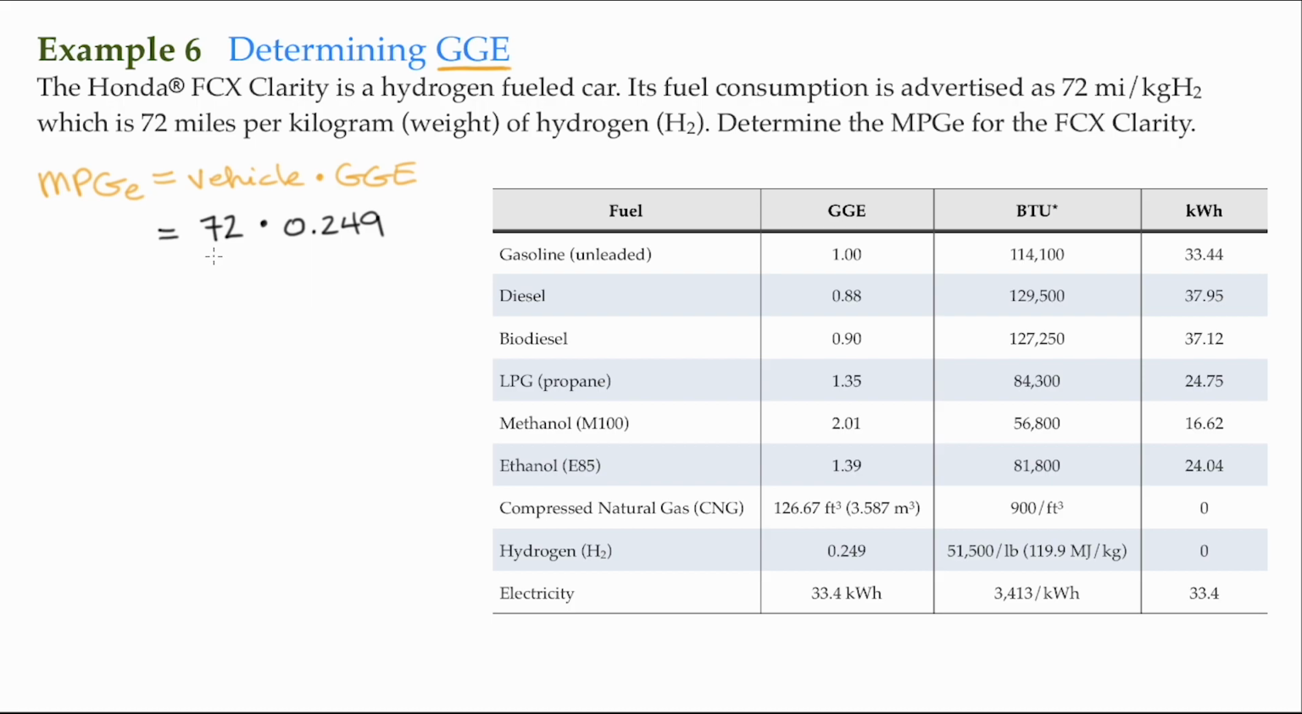Multiply the 72 by 0.249, and that comes out to be 17.928, or close to 18. So what does that mean? A car that advertises as getting 72 miles per kilogram of hydrogen, equivalently, that's like saying it's getting about 18 miles per gallon of gasoline.